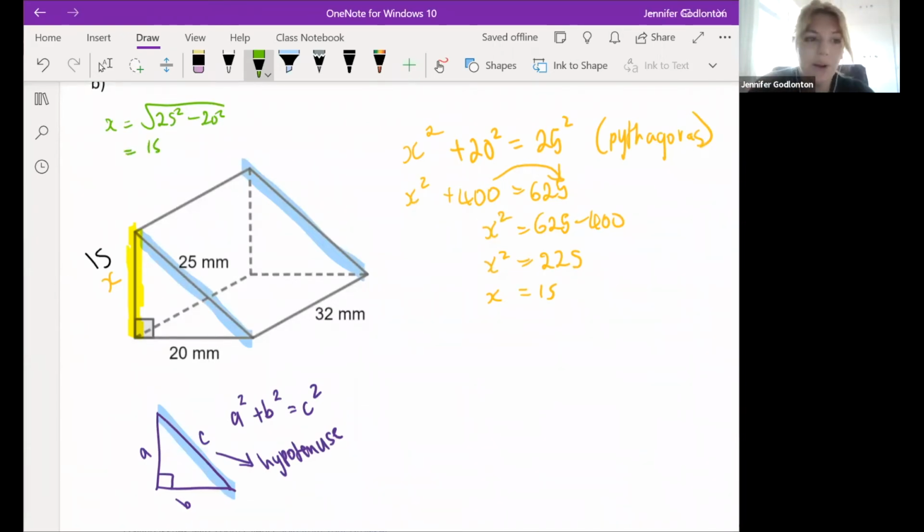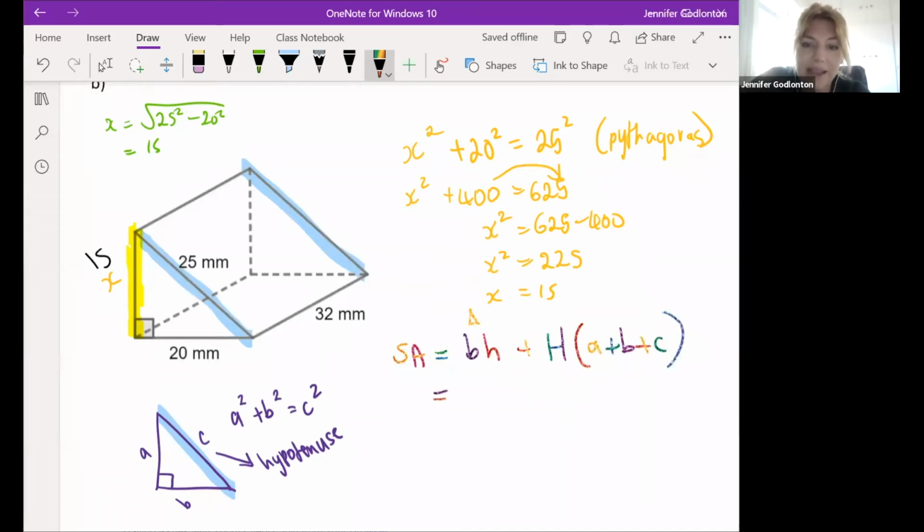Okay, so now we know that x is 15. Cool. Then all we have to do is pop that into our formula. So surface area is equal to our base times our height. Remember that base and height is of our triangle. Okay, plus the big height of our shape with all of our sides of our triangle added together.